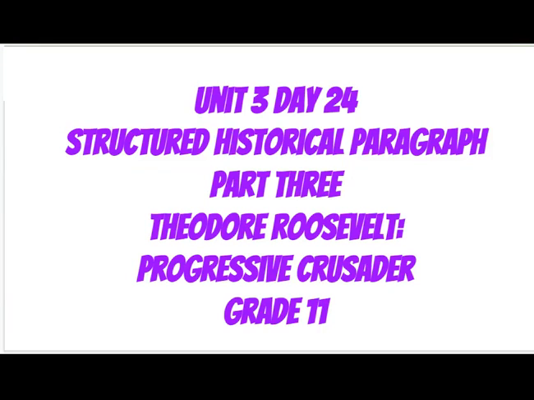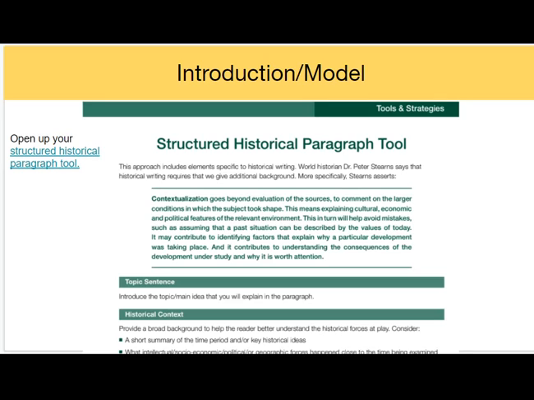It's a structured historical paragraph. I know you've been working with this for a while, but how are we going to take this apart? Remember, we're looking for two evidentiary examples, and we're using these sources for Theodore Roosevelt, the Progressive Reformer, our 11th grade lesson. Now, remember, this whole tool we're looking at, the structured historical paragraph tool. You should have a link to this actual tool.